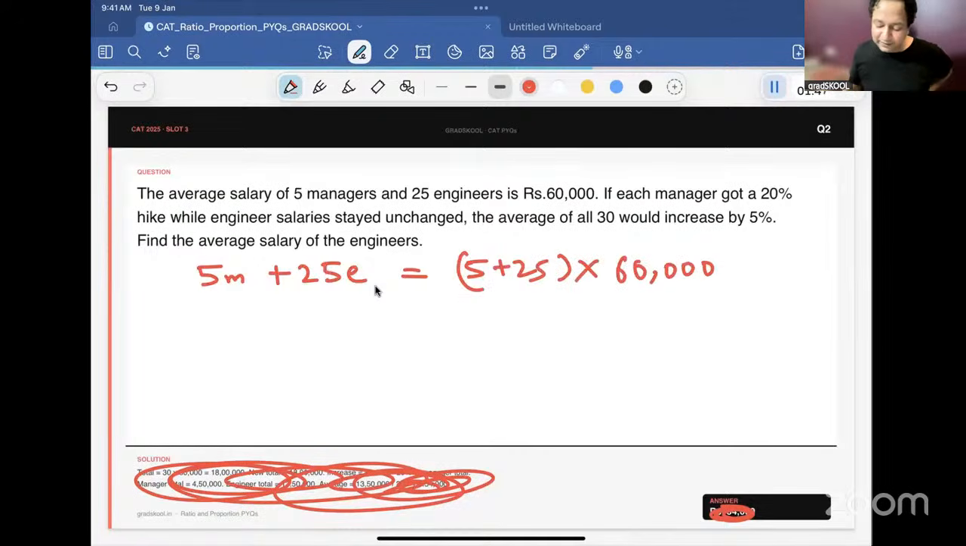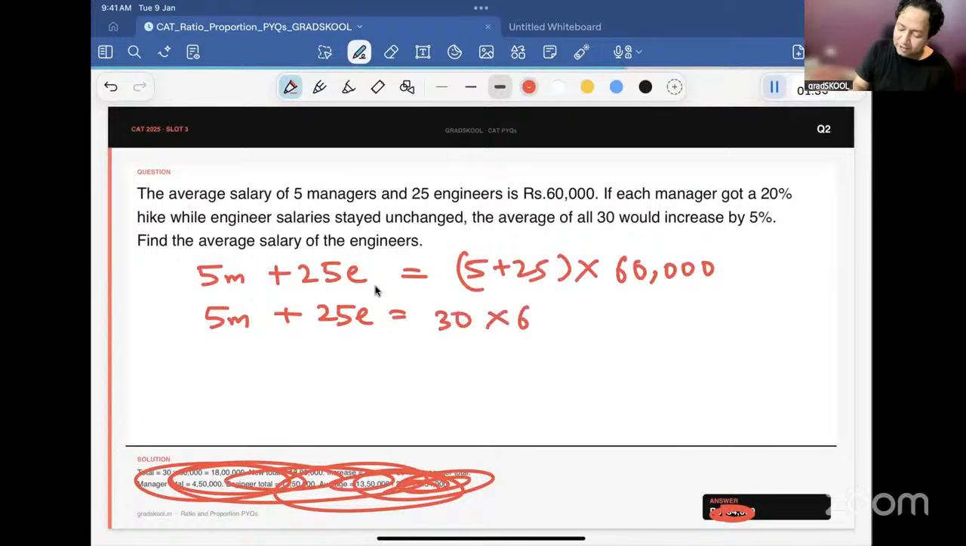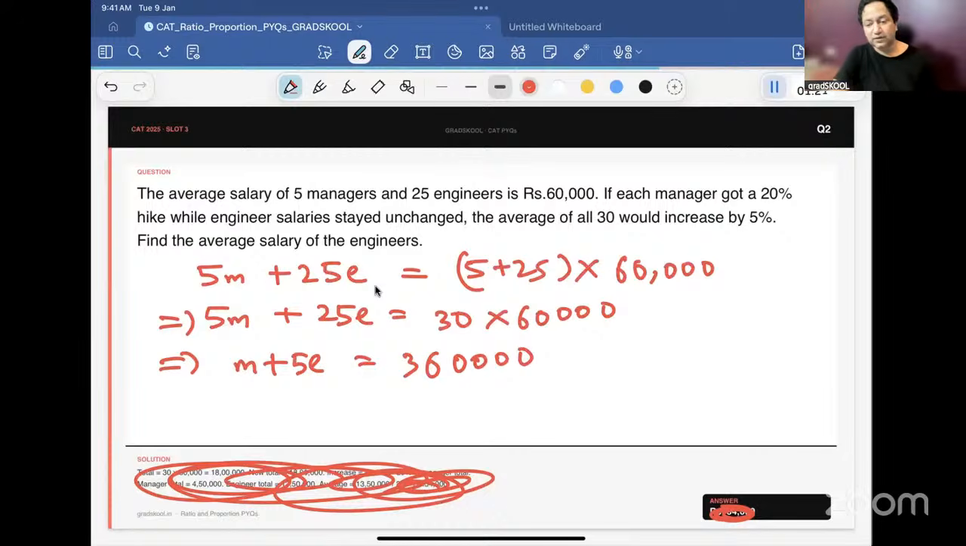Is the equation clear, everyone? So 5M plus 25E is equal to this 30 into 60,000. I'm not multiplying it directly because I can take 5 common here and divide everything by 5. So I'll get M plus 5E. This becomes 36 followed by 4 zeros. Is that cool?